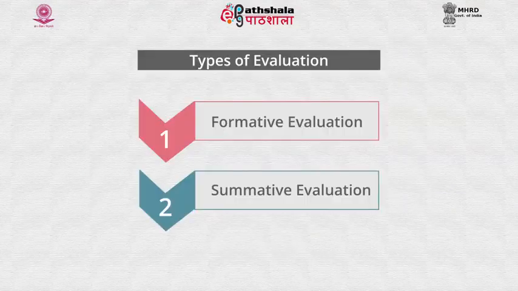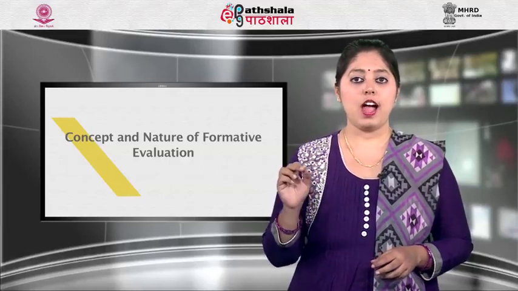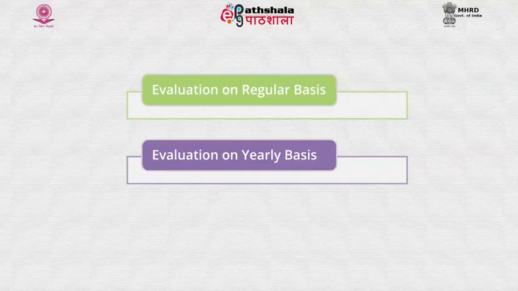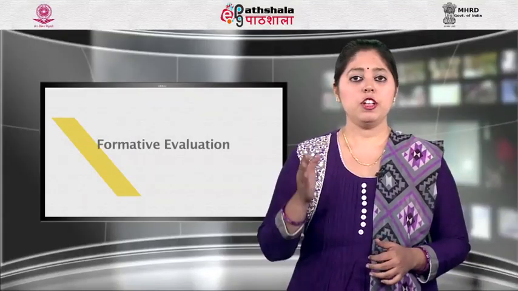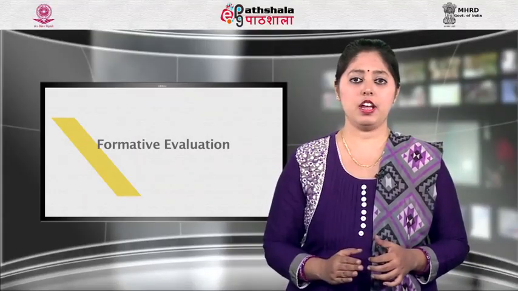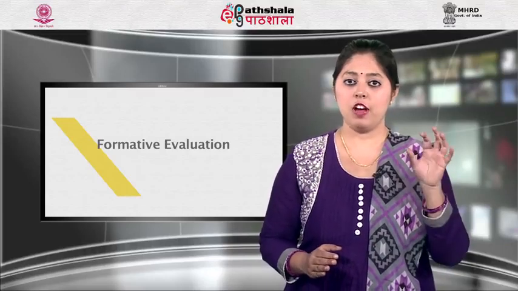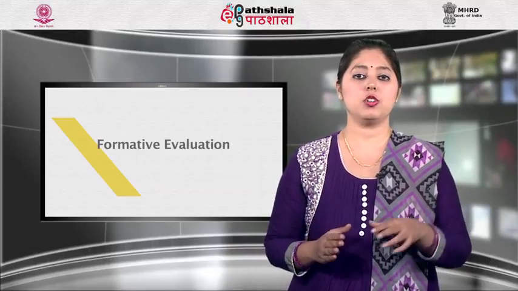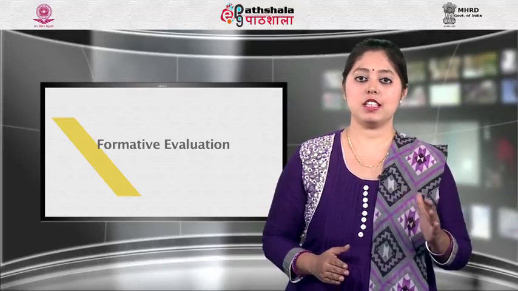In 1967, Michael Scriven used these two terms, formative and summative evaluation, for the first time in the context of curriculum evaluation. He observed that evaluation has two main functions. Firstly, to evaluate students on a regular basis, and secondly, once on a yearly basis. So, for the regular assessment of students' learning and to know their level of achievement in their prescribed subject, teachers in the schools or other institutions use the formative assessment.